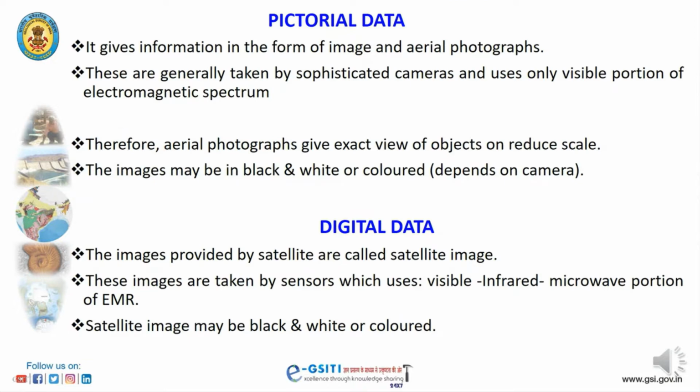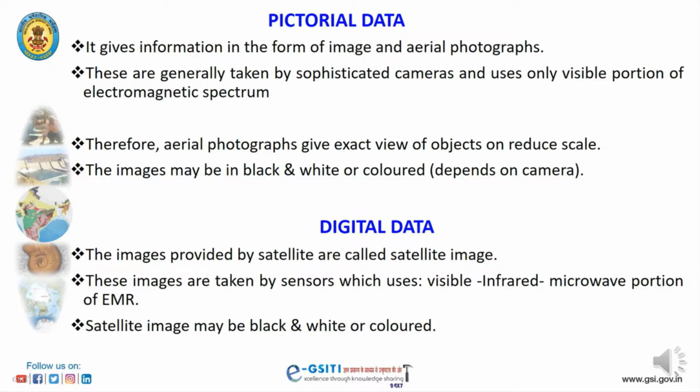Pictorial data. Pictorial data gives information in the form of images and aerial photographs. These are generally taken by sophisticated cameras and use only the visible portion of the electromagnetic spectrum. Therefore, aerial photographs give an exact view of objects on a reduced scale. The images may be in black and white or color. It depends on the camera.